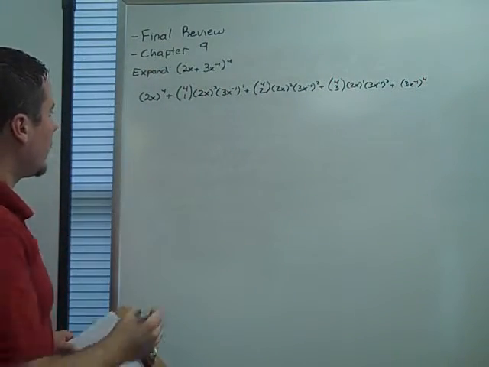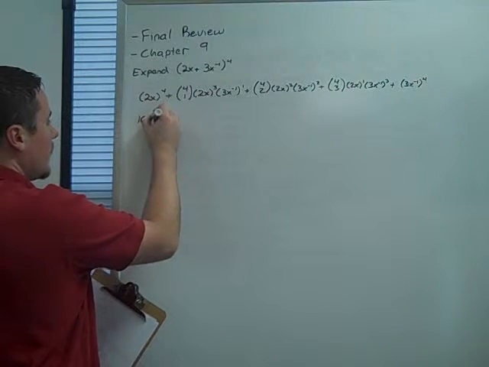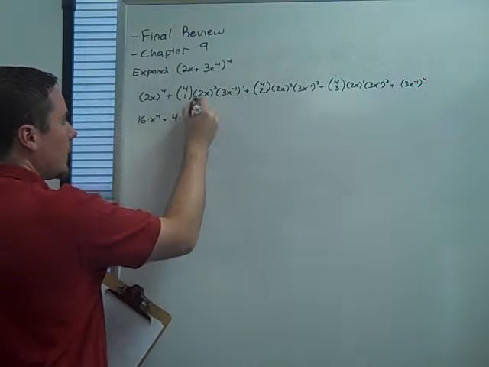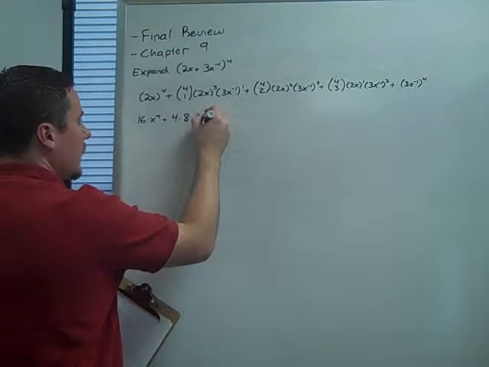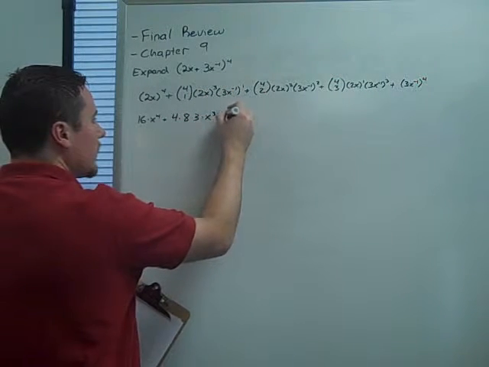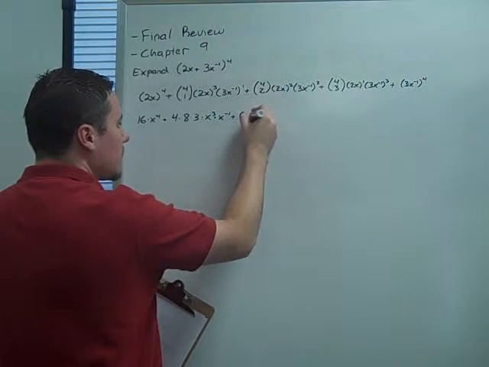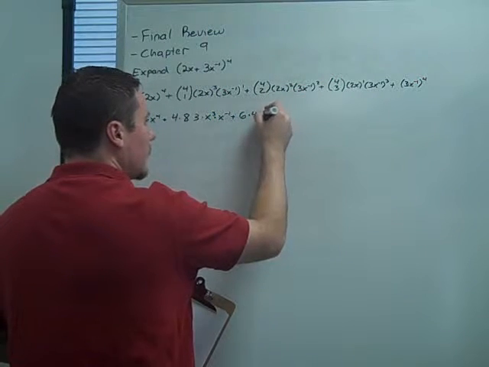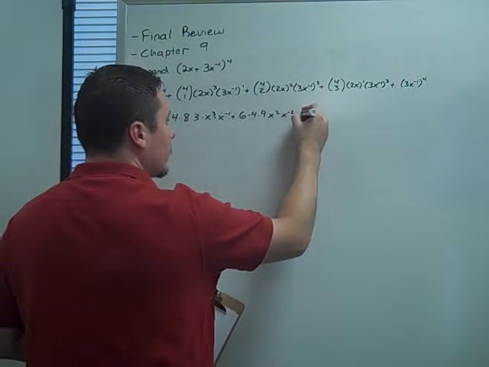So, 2x to the fourth, the 2 to the fourth is going to be 16 times x to the fourth. Okay, 4 choose 1 is 4, 2 to the third is 8, 3 to the 1 is 3. Now let's count up our x's. X to the third and x to the negative 1. I'll simplify that later. Then 4 choose 2 is 6. 2 to the second is 4. 3 to the second is 9. Then I'm going to have an x squared and an x to the negative 2.